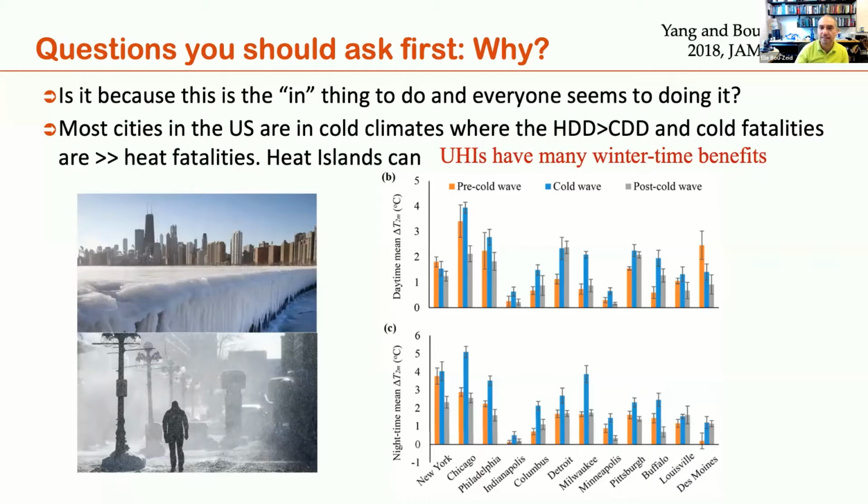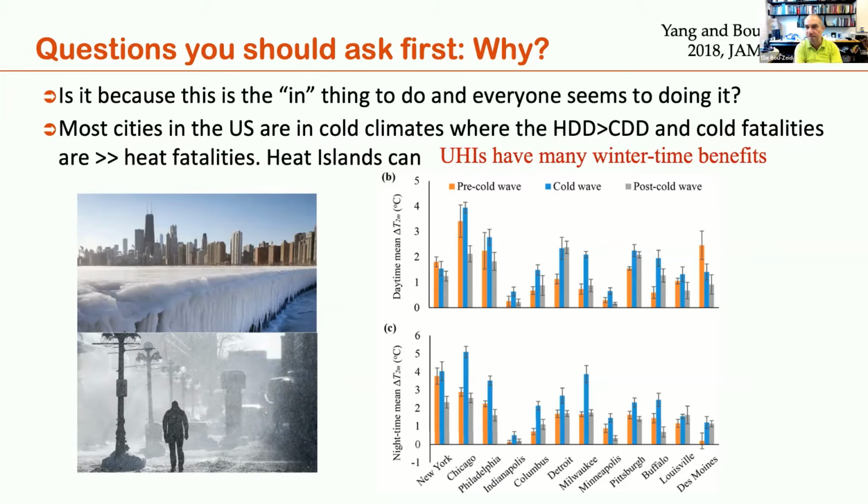And the reality is the UHI has some wintertime benefits. In this paper we looked at, for example, the UHI signal during a very cold wave in, I want to say, about 12 cities. And you see that during the day and during the night, these cities were hotter than the rural surroundings. This is the difference in temperature between the city and the rural areas around it. It can reach up to 4 degrees or even 5 degrees at night. This is the air temperature. So UHIs have wintertime benefits.